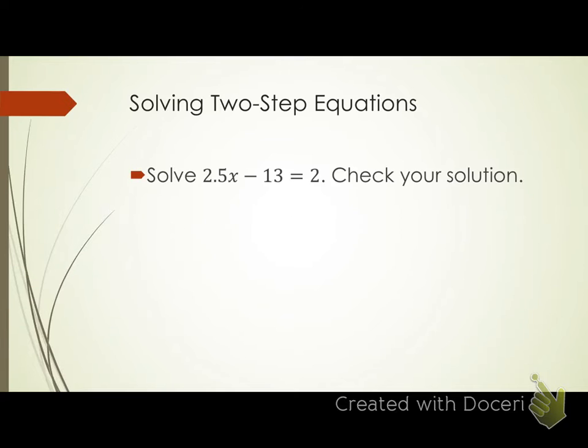So let's look at our first example. Solve 2.5x minus 13 equals 2. Check your solution. So yesterday, our equations looked similar to this. It just didn't have a number in front of my x, did it? Sometimes it did, but then it didn't have the minus 13.